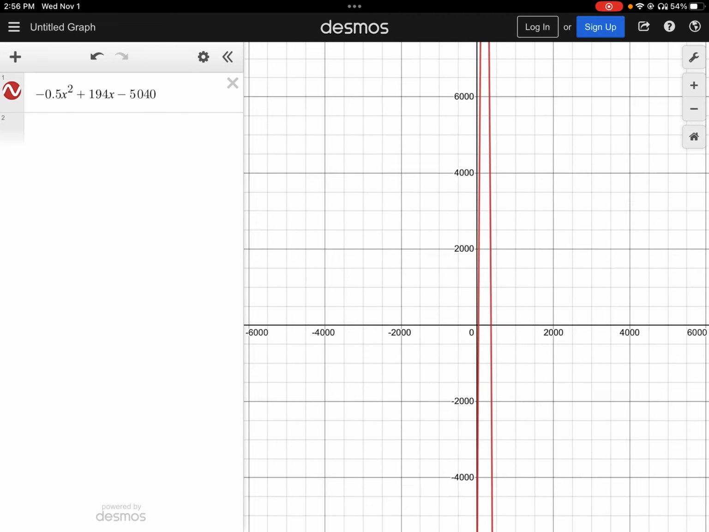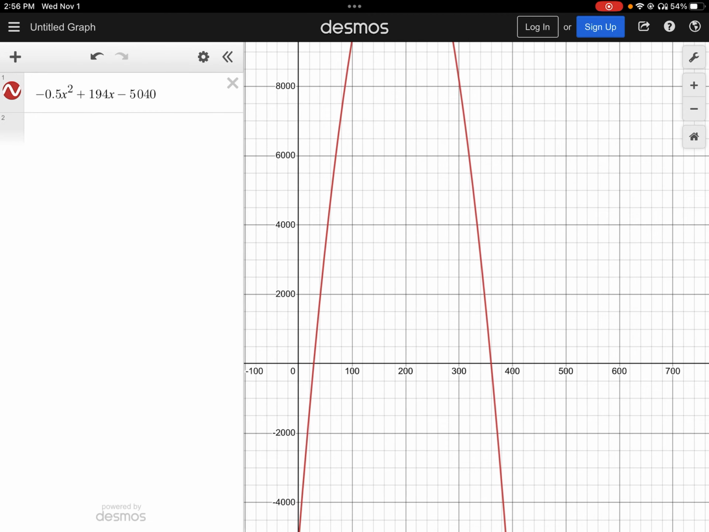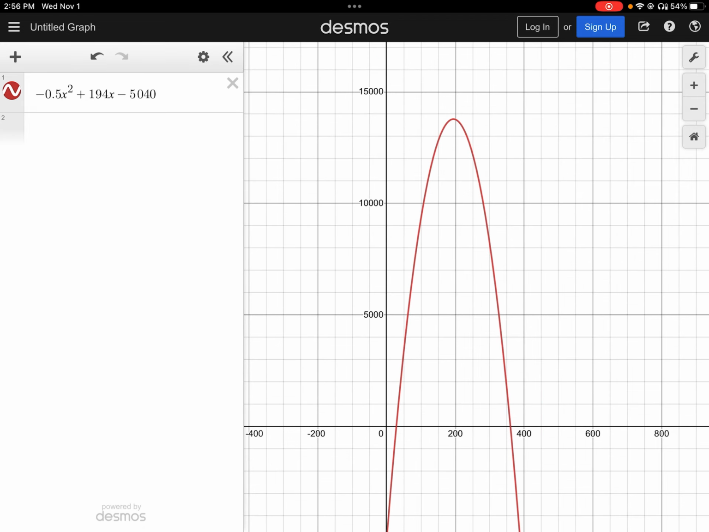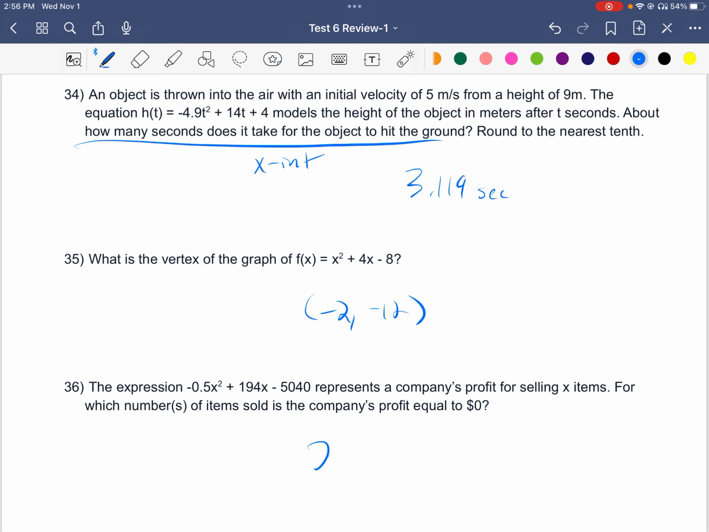We can see here, I'm going to reshape this graph. There's your parabola. The company's profit is the y value. Since the x value is the items, the y value is the profit. So this company's profit would be 0 when they sell 28 items and 360 items. Anything between those two, their profit is greater than 0. Less than 28 or more than 360, their profit's negative. But the profit is 0 at 28 and at 360.